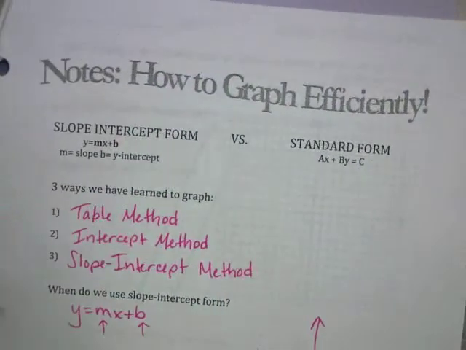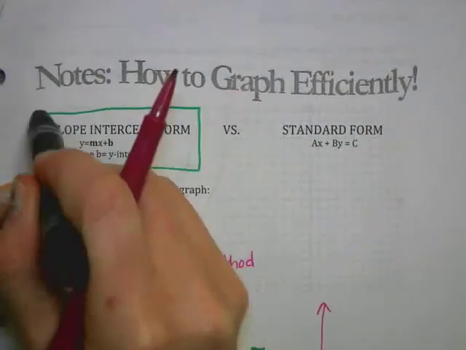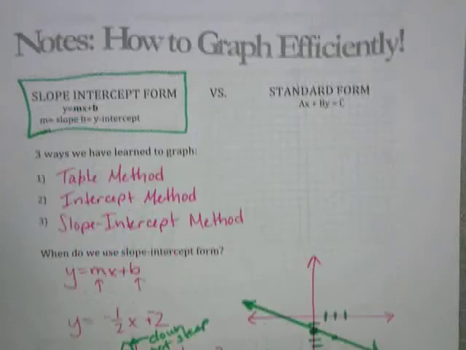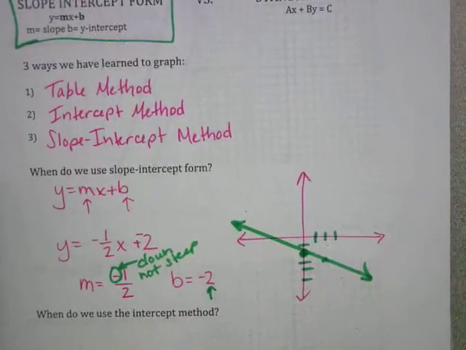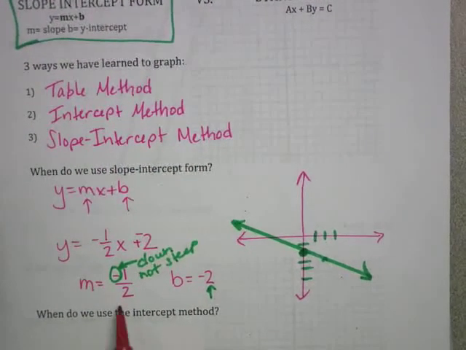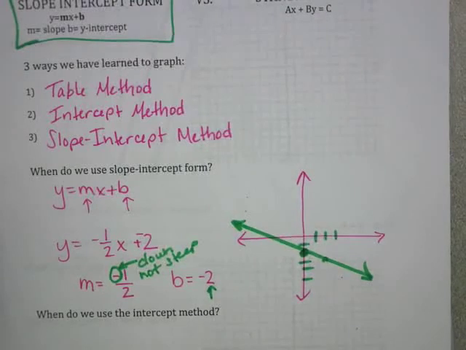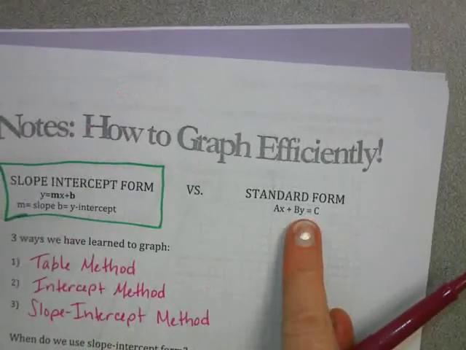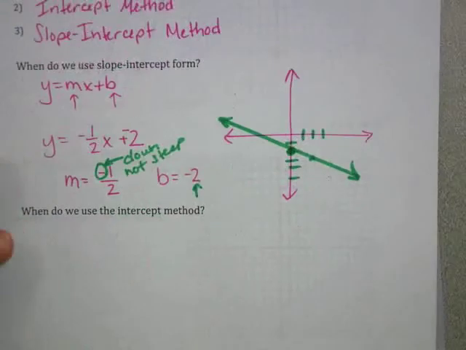Okay, and here's a reminder of slope-intercept form right here. It's already in slope-intercept form, just do your slope-intercept method. The table method is also really easy to use when you're in slope-intercept form, but that's a lot more work than just identifying m and b and going. When would we use the intercept method? When we're in standard form, that's right.